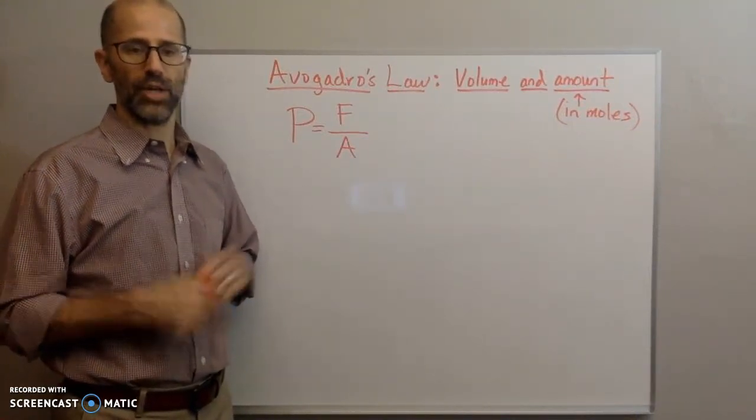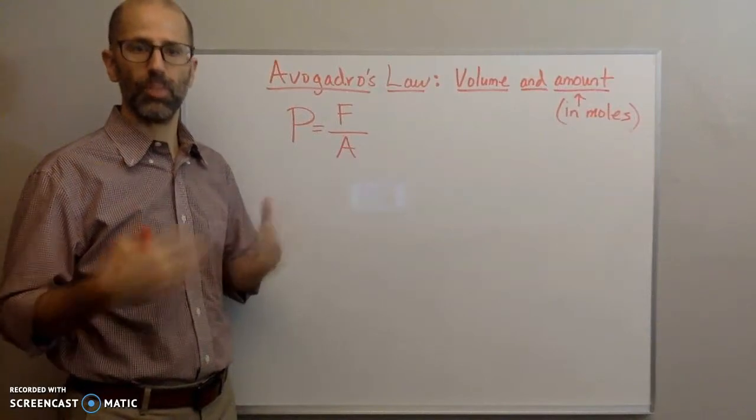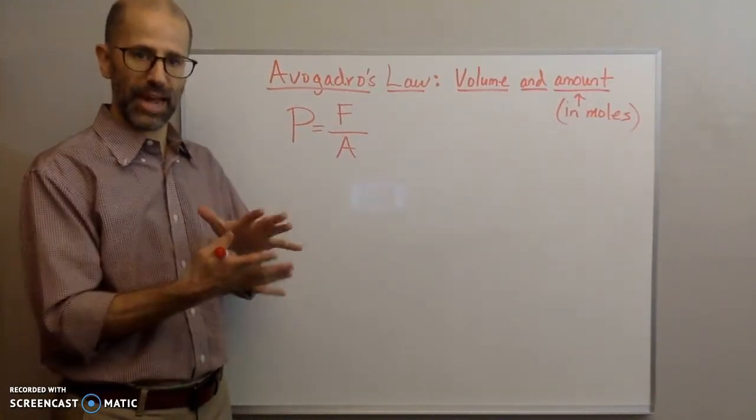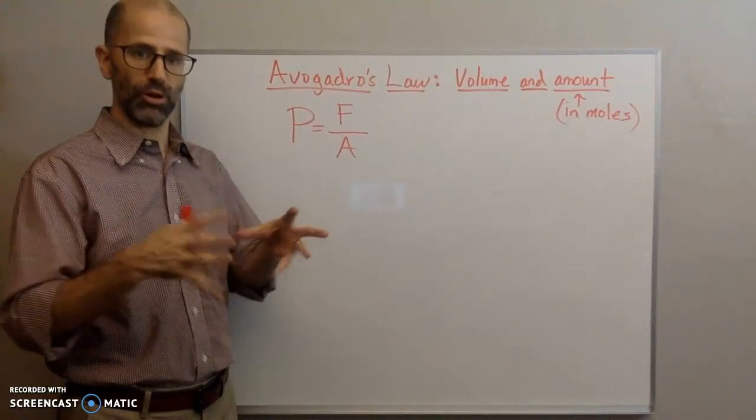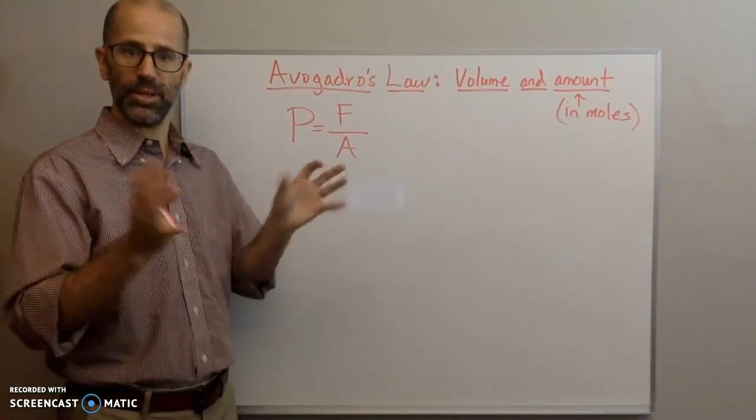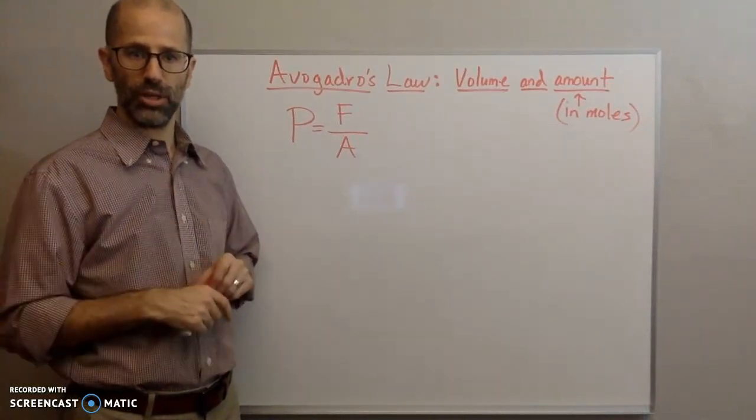So, we kind of notice this when we're pumping up a basketball. If it's flat, you start putting more particles into it. What happens to the volume? It goes up. Why? Because the pressure is starting to build.